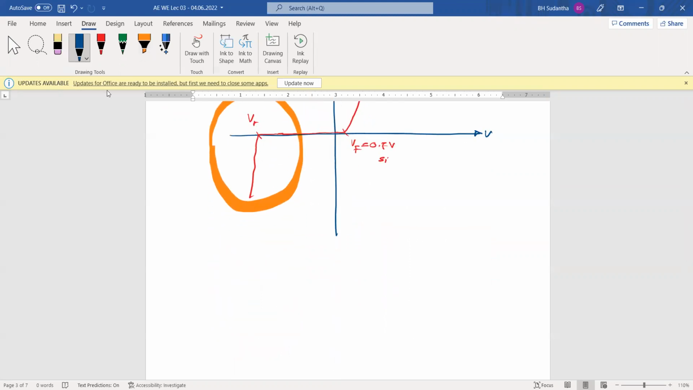Okay. Then if it is a Zener diode, the symbol is a little bit different. It's not like the previous diode. Now we have a different symbol. This is a normal diode, and this is a Zener diode.